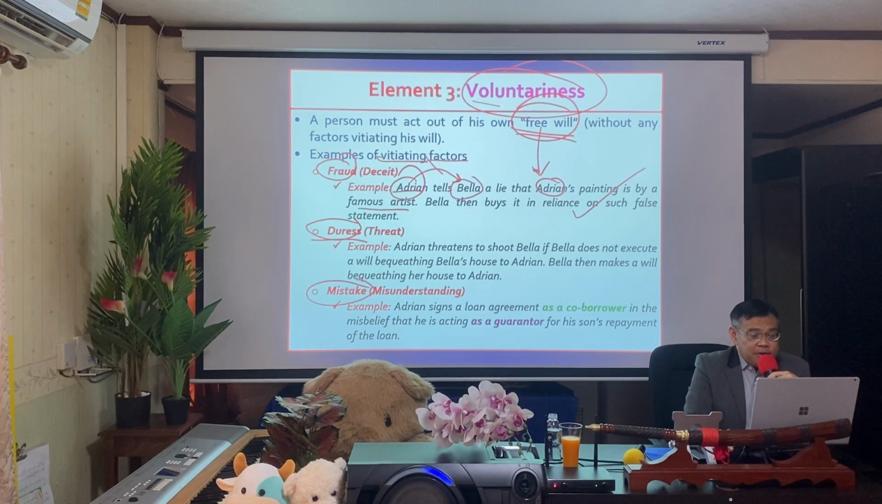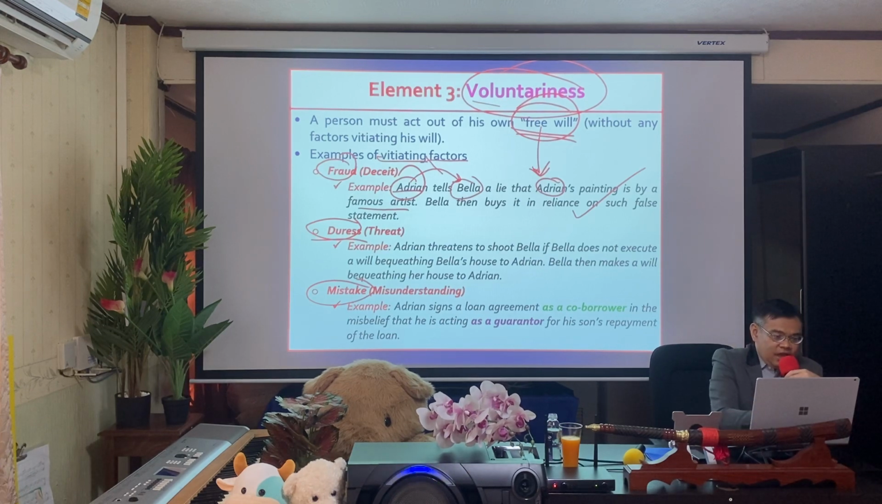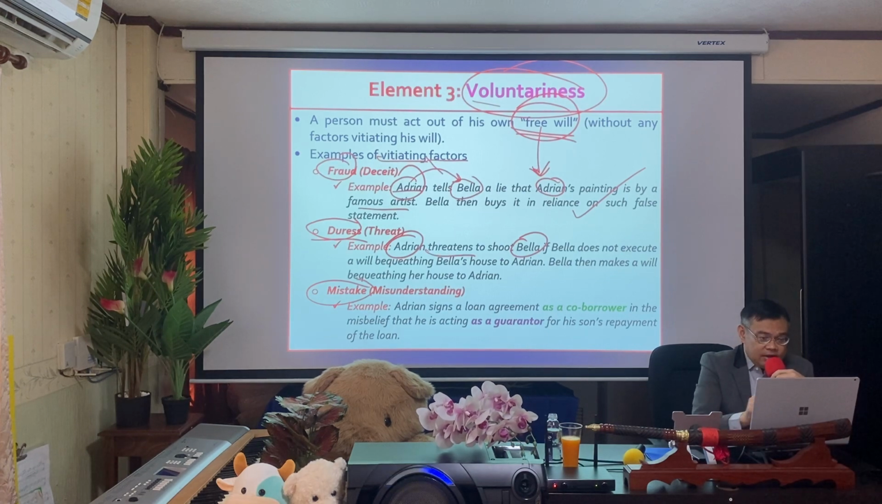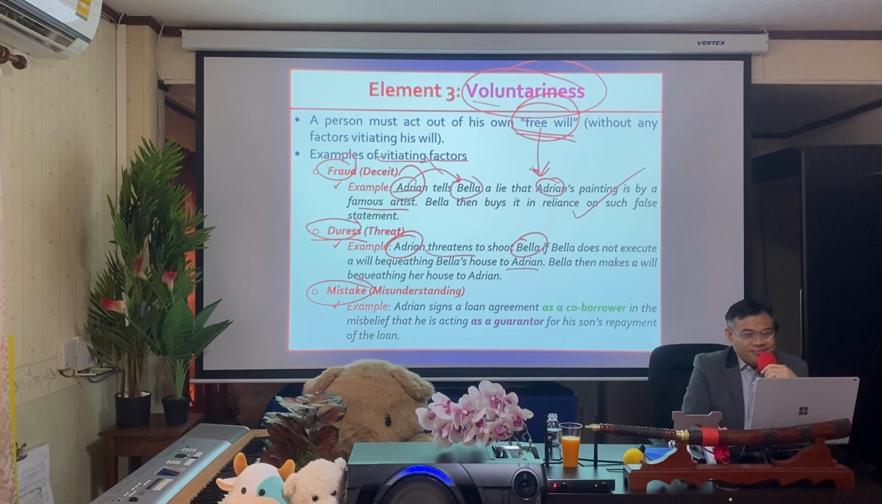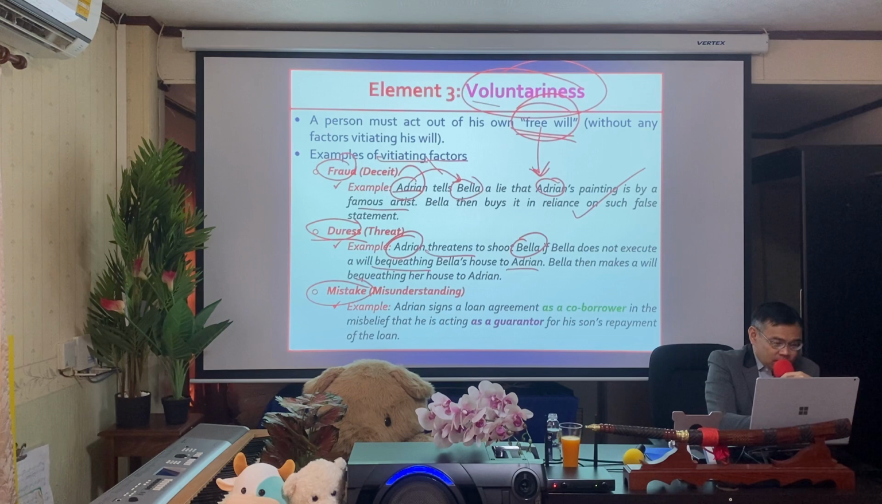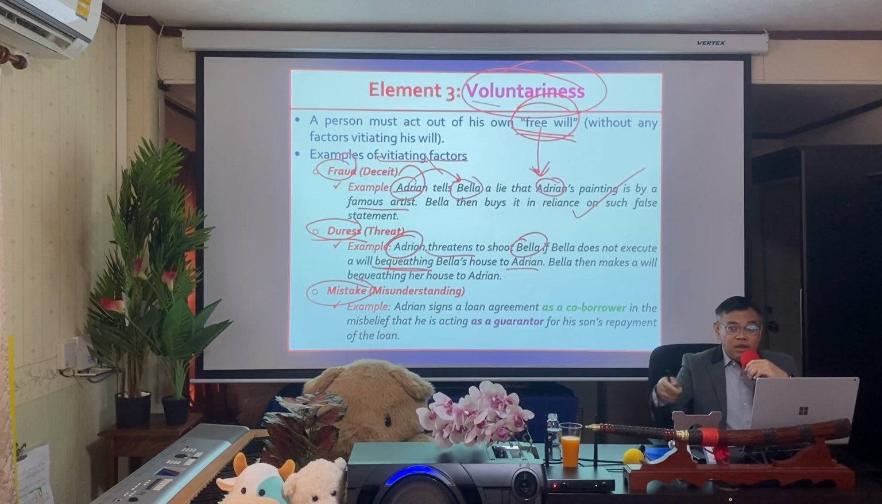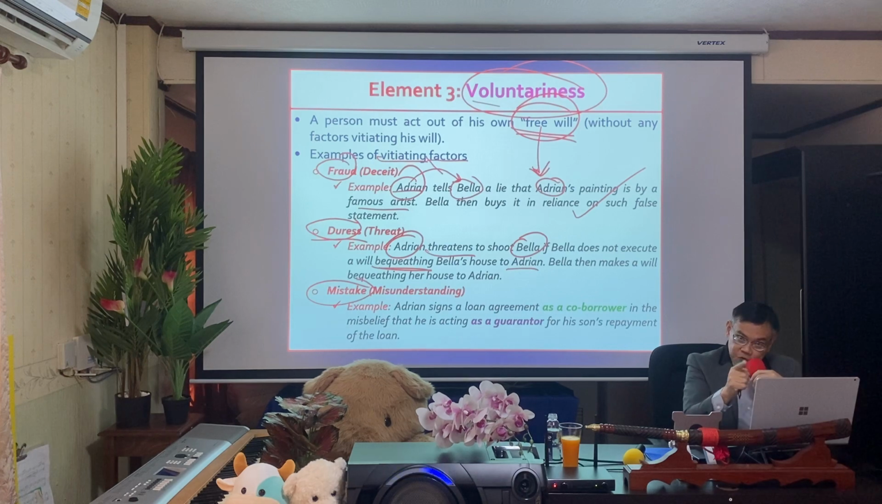All juristic acts must be done through free will. If the will of the parties is not free, then that juristic act may not have the full legal effect. Let's suppose that again we have Adrian and Bella. Adrian threatens to shoot Bella if Bella does not execute a will giving Bella's house to Adrian. Adrian wants this house, and Adrian says, well, Bella, if you do not execute the will, bequeathing, which means giving by a will, your house to me, then I'm going to kill you.